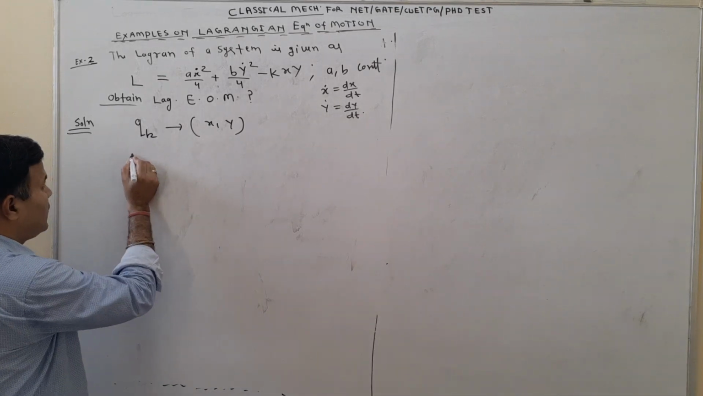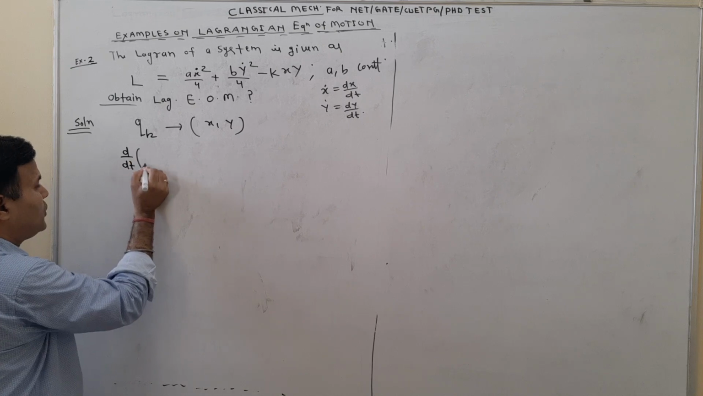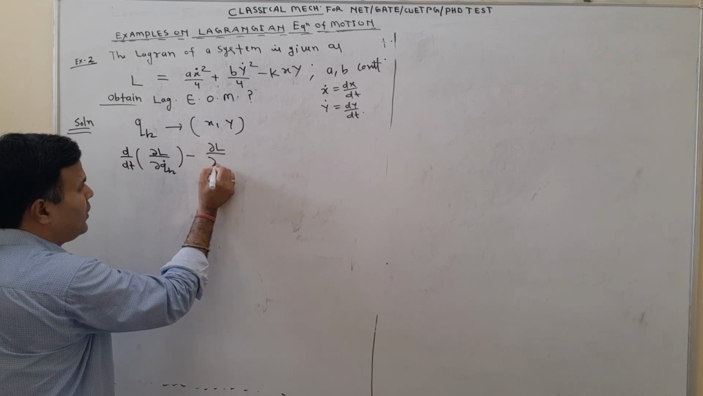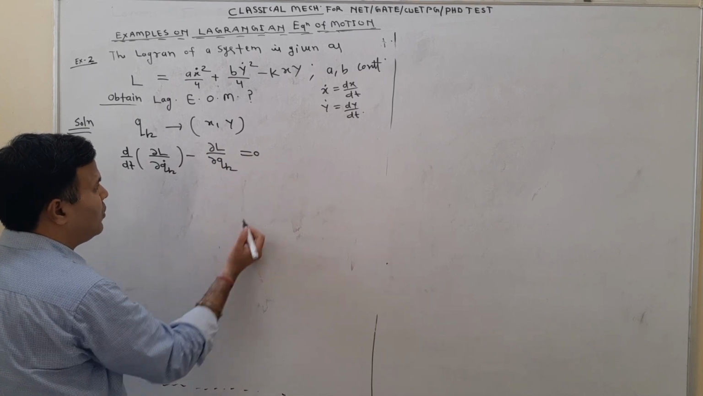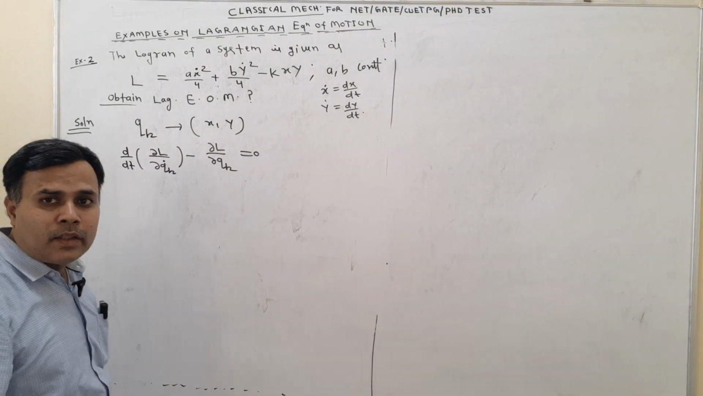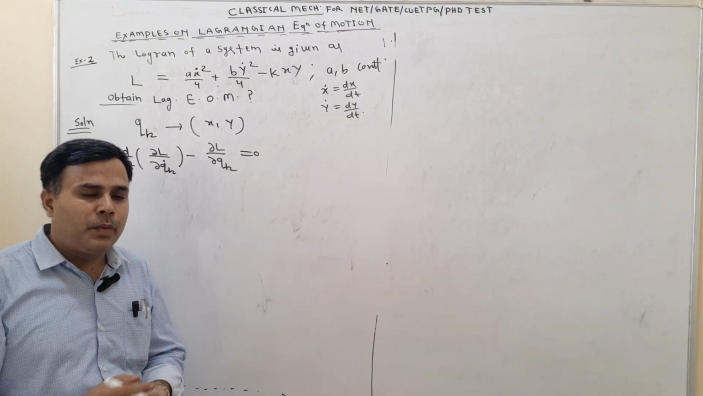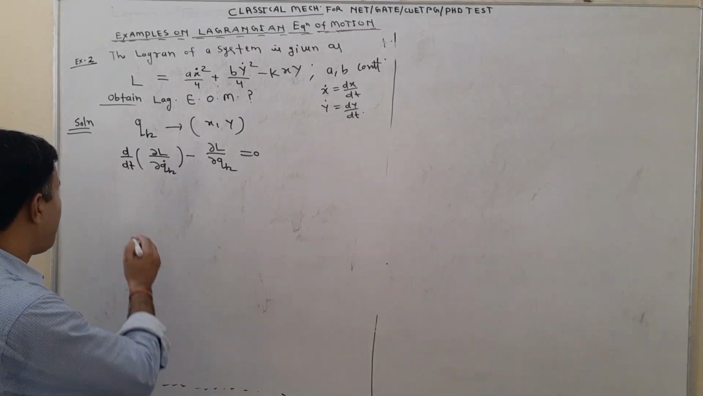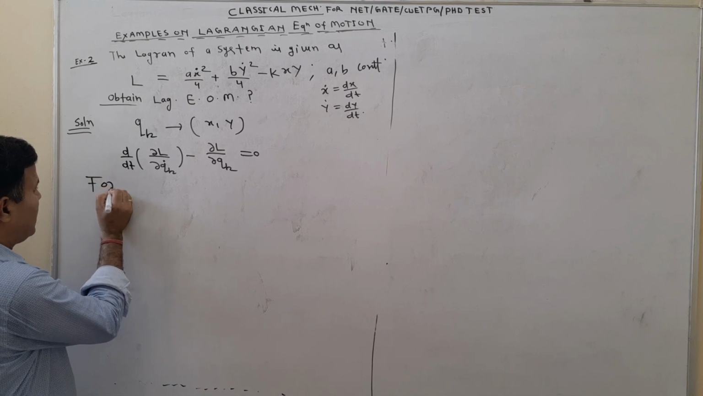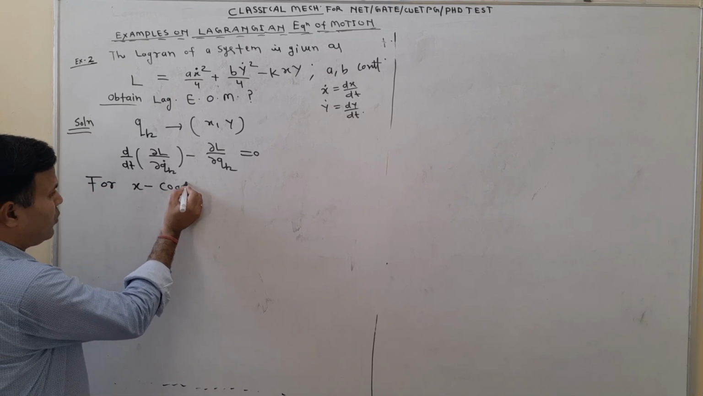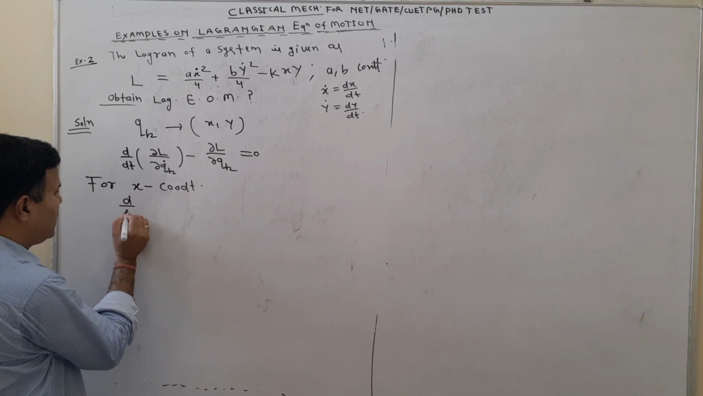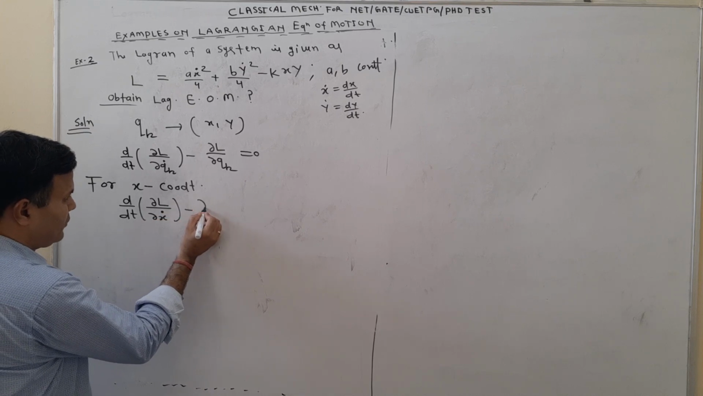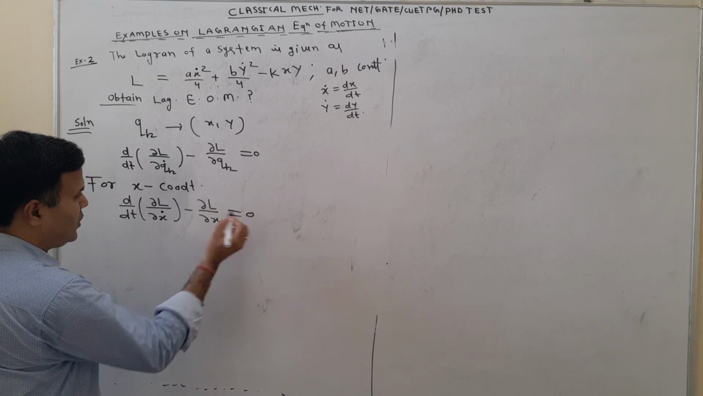We have the general form of the Lagrangian equation of motion, which is d by dt of del L upon del qk dot minus del L upon del qk equal to 0. Now we have two different generalized coordinates, so corresponding to them we have to set up two different Lagrangian equations of motion. For the x coordinate, our Lagrangian equation of motion is simply d by dt of del L by del x dot minus del L by del x equal to 0.